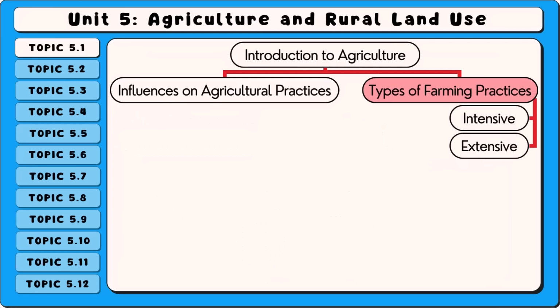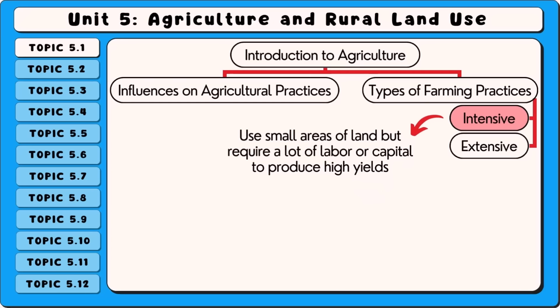Next, we'll look at two types of farming practices: intensive and extensive. Don't overlook this part because these terms are going to come up again when we look at theories and models of farming later in this unit. Write these terms down and commit them to memory.